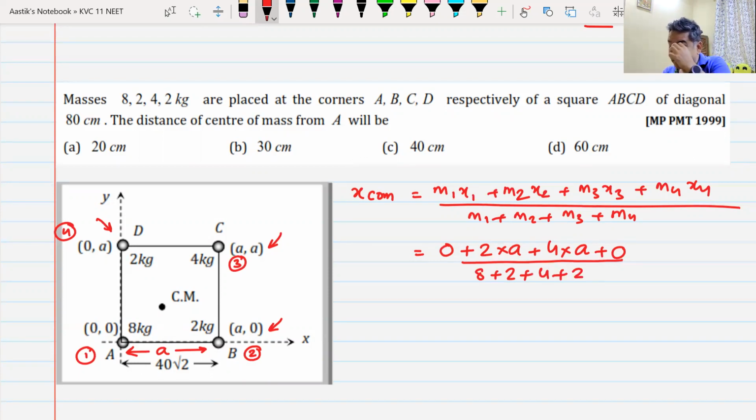Do you understand this, what I have done? Okay. So it becomes 6a divided by 16. So it becomes a divided by 4. Yes or no?